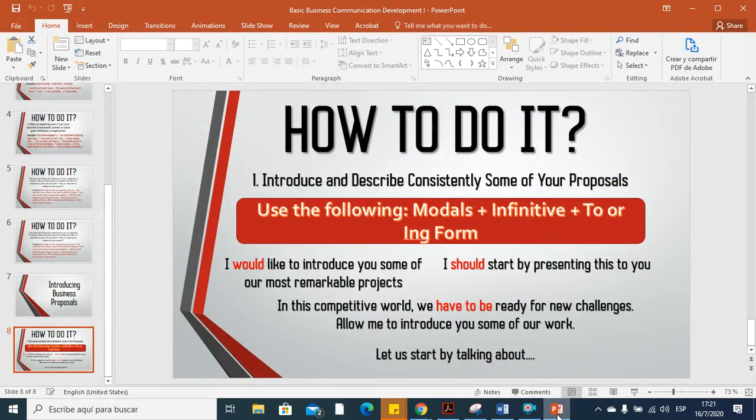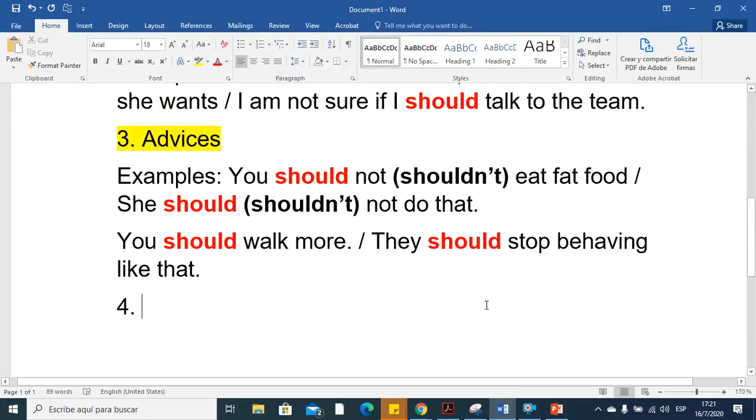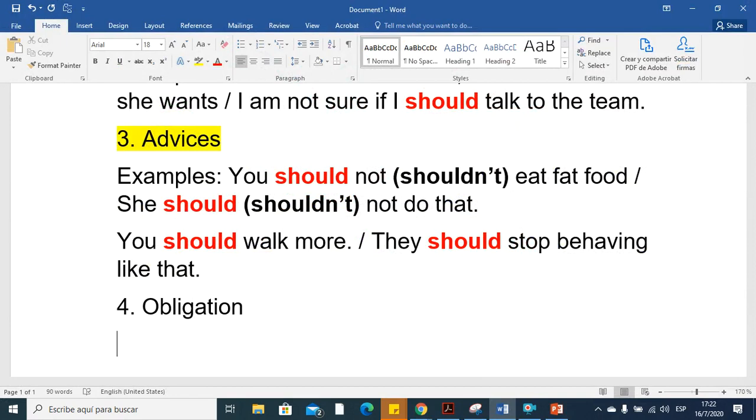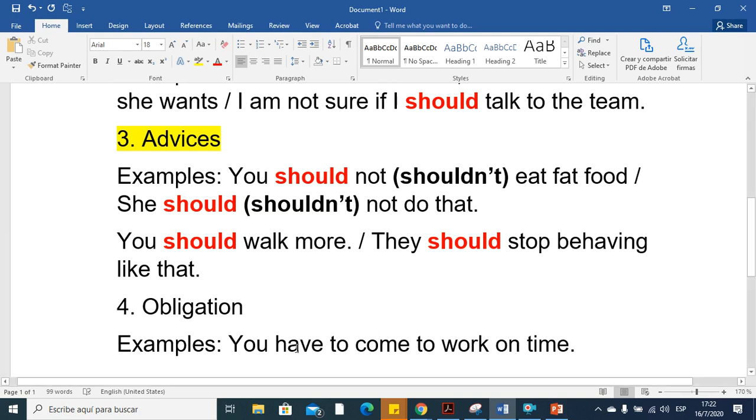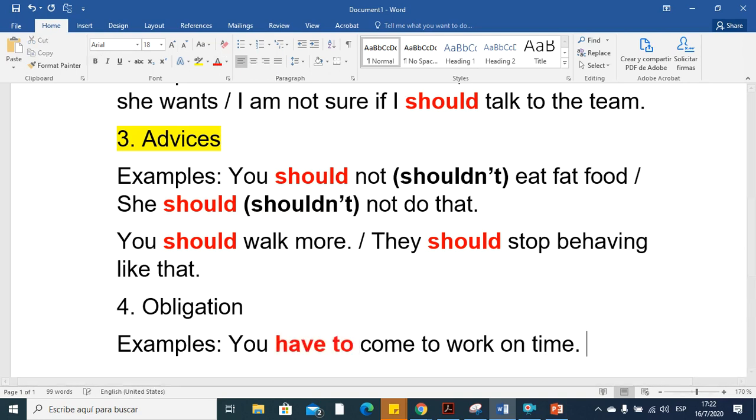So they can also be used to express obligation, meaning things that you have to do by obligation. Examples of obligations: sometimes you can say something like, you have to be here on time. Tienes que estar aquí a tiempo. Or, for example, you can say, you have to come to work on time. Tienes que venir a trabajar a tiempo. You have to. This is a modal. Have to is another modal that we use.